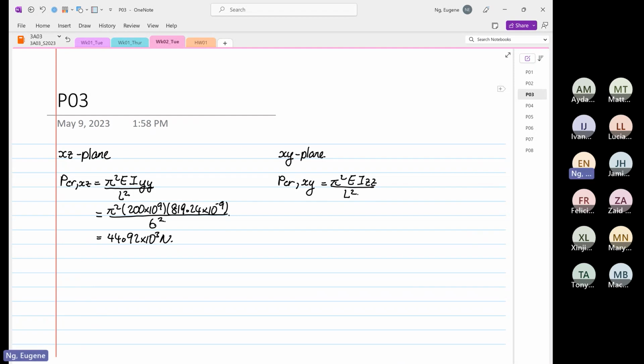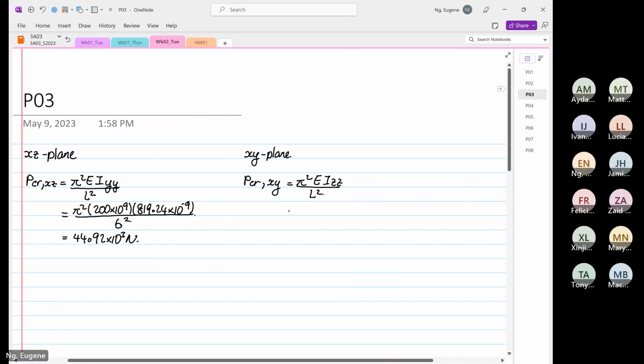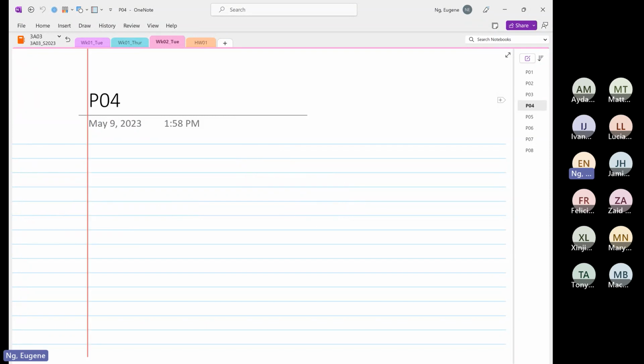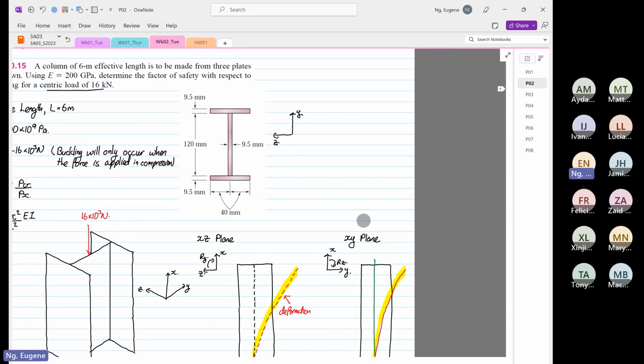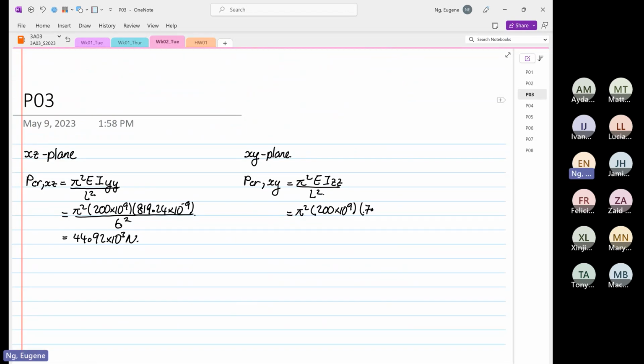Okay. So this IYY is lower than the IZZ. So what will happen if you use IZZ? As you can see, this is also equal to pi squared times Young's modulus, 200 times 10 to the power 9, times IZZ. Now we calculated the IZZ, which is equal to 7.752 times 10 to the power minus 6. Then this will be divided by 6 squared.